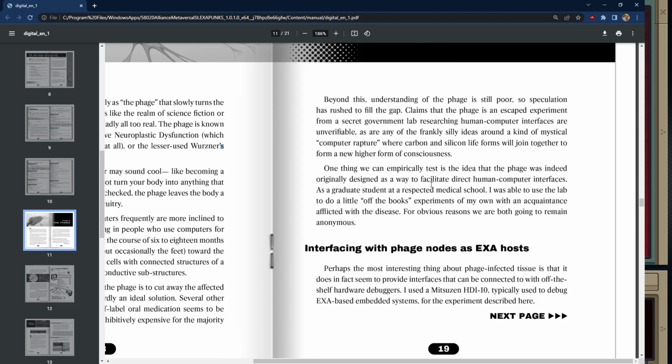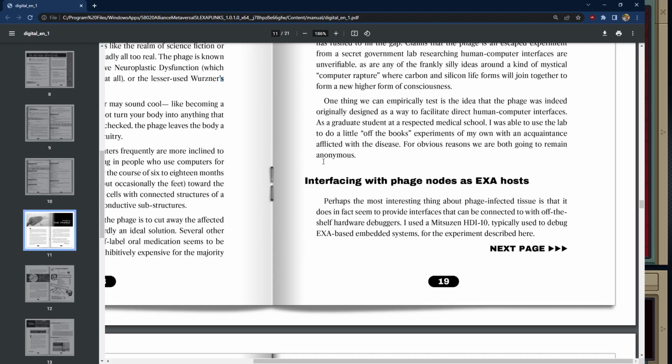One thing we can empirically test is the idea that the phage was indeed originally designed as a way to facilitate direct human-computer interfaces. As a graduate student at a respected medical school, I was able to use the lab to do a little off-the-books experiments on my own with an acquaintance afflicted with the disease. For obvious reasons, we are both going to remain anonymous.